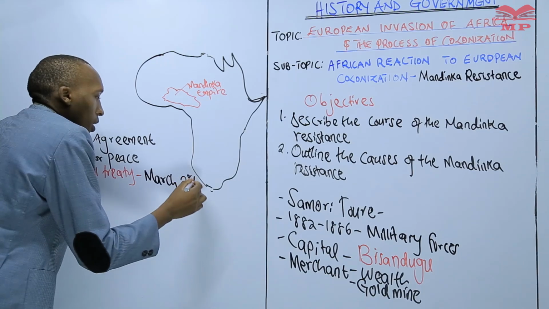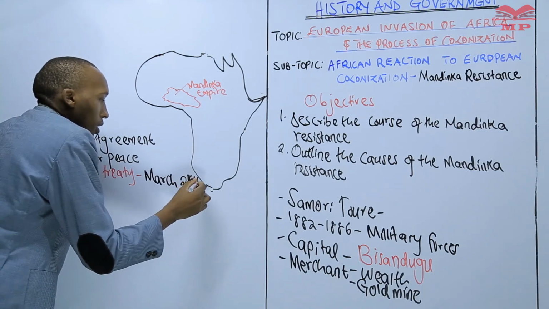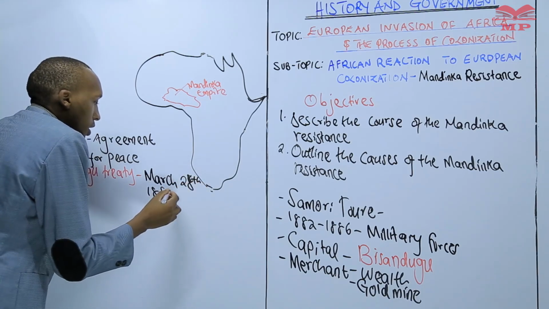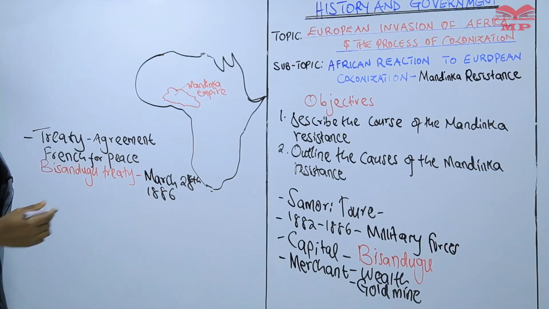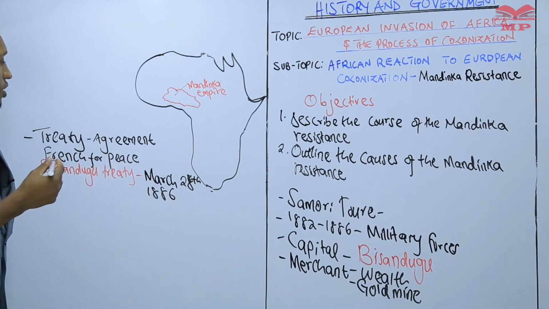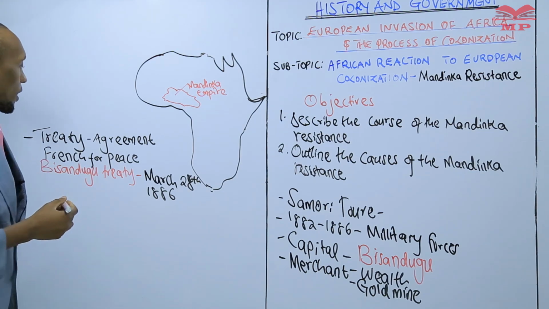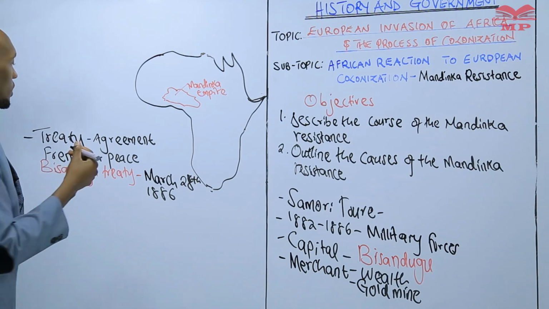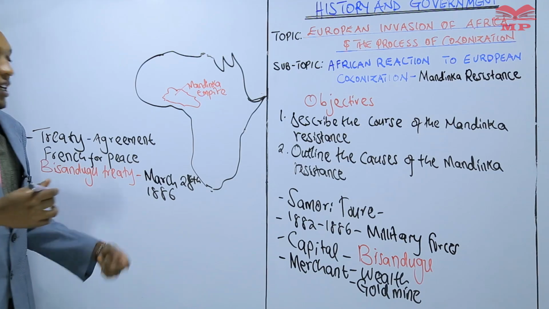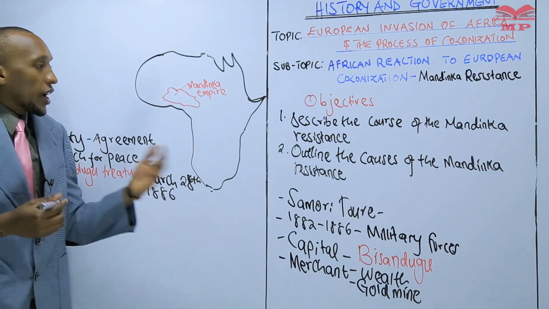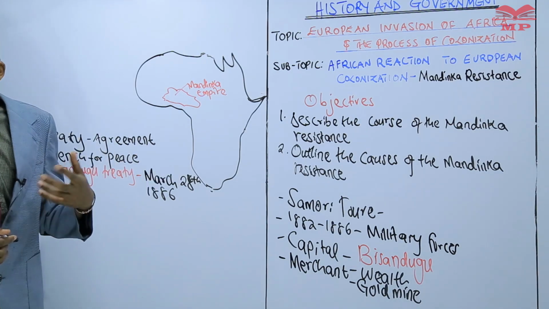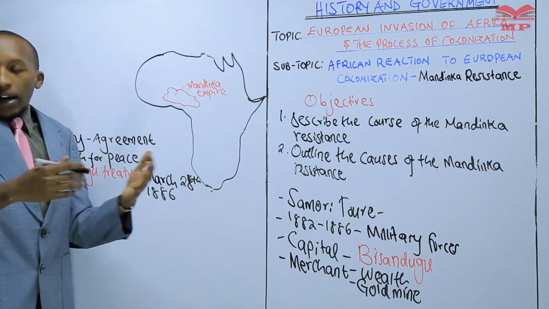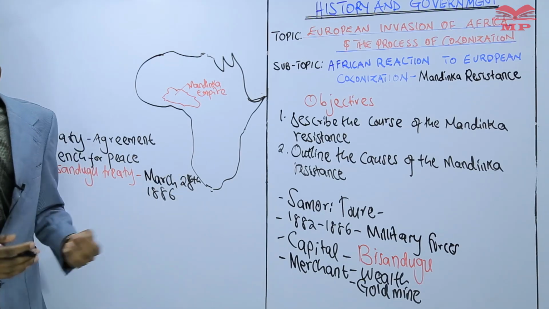28th, 1886. That was when that treaty was made, the Treaty of Peace between Samori Toure and the French. In this treaty, they agreed to have peaceful coexistence. They agreed to have peace between themselves and friendship.